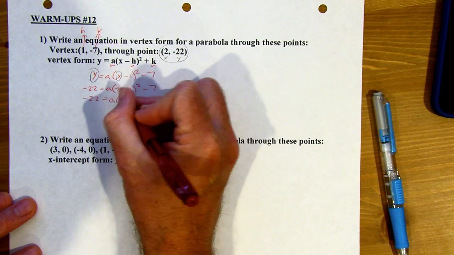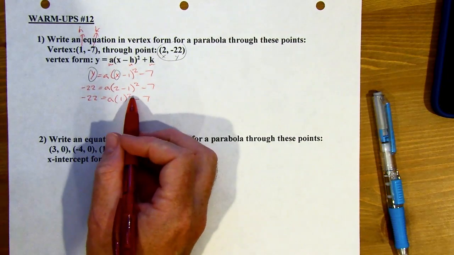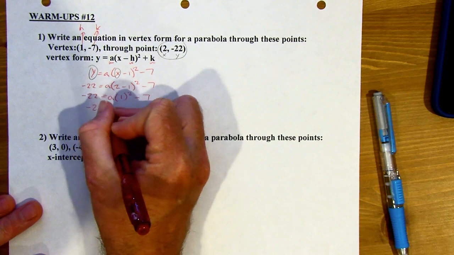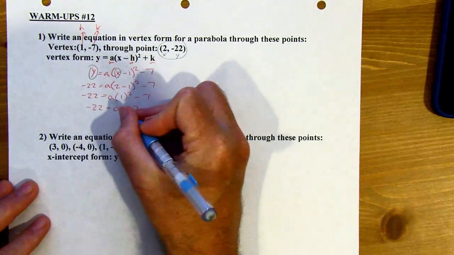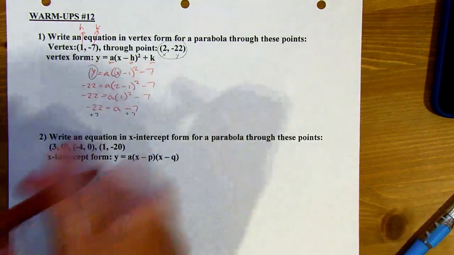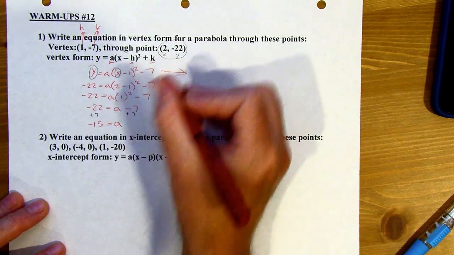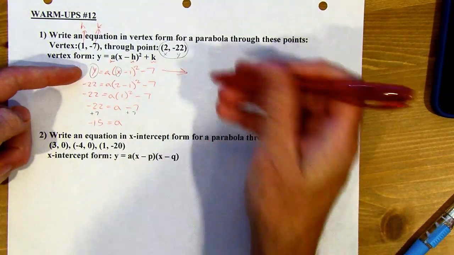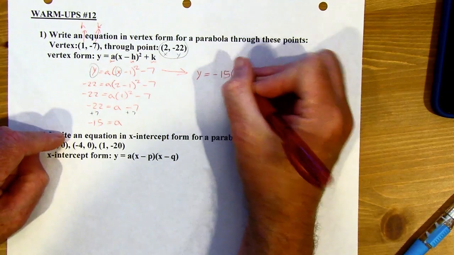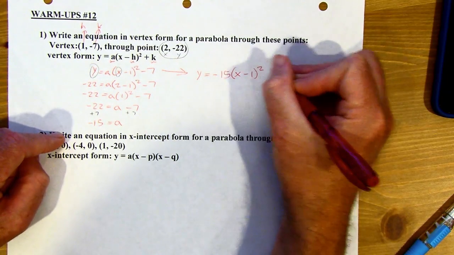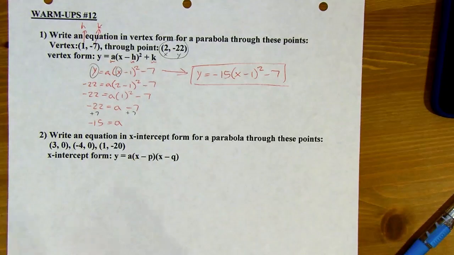2 minus 1 is 1, so I'm just using PEMDAS here. And then I'm going to square. Well, 1 squared is just 1, so hey. Now I just have to add 7 to both sides. And negative 15 is going to be A. And that's the last piece I needed, right? I had it down to this, and then I just needed the A. So now Y equals negative 15 times the quantity x minus 1 squared minus 7. There's my parabola in vertex form, okay?